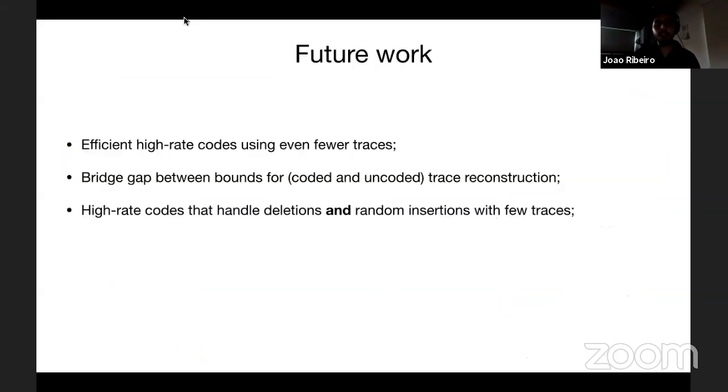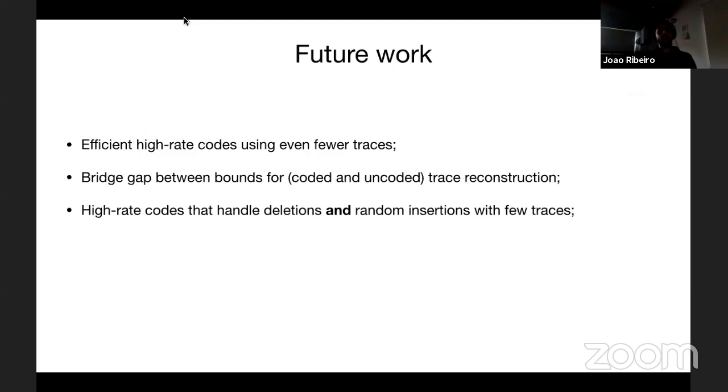And I'm going to finish up just by leaving a few remarks for future work. So first of all, very naturally, people can hope to find better high rate codes that use fewer traces. Second, as we saw in both coded and uncoded trace reconstruction, there's a very big gap between lower bounds and upper bounds, which needs some very new ideas to be narrowed.